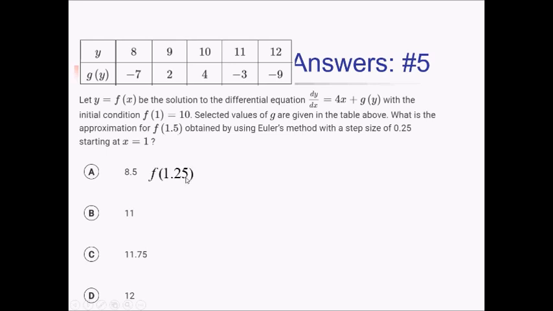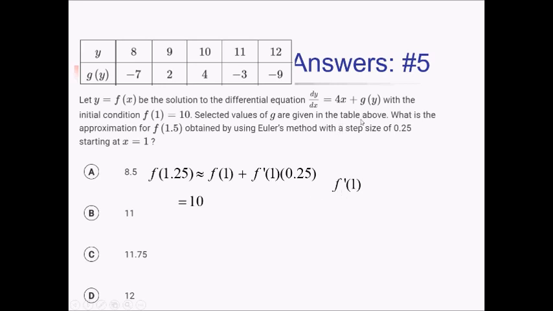So to get f of 1.25, we need to do f of 1. We're starting at 1. So we need to do f of 1 plus f prime of 1 times our step size of 0.25. Basically just kind of using a tangent line approximation. Now f of 1, they gave us that. They said that was 10. F prime of 1, well, how do we find that?